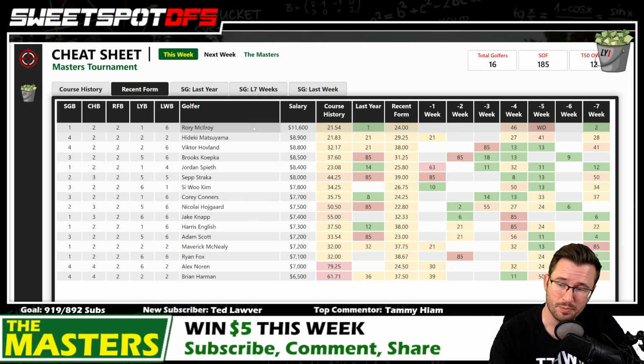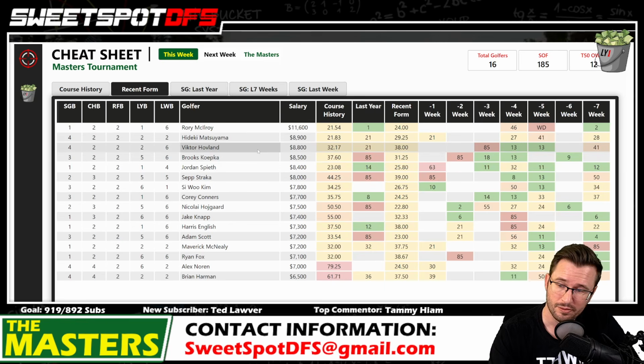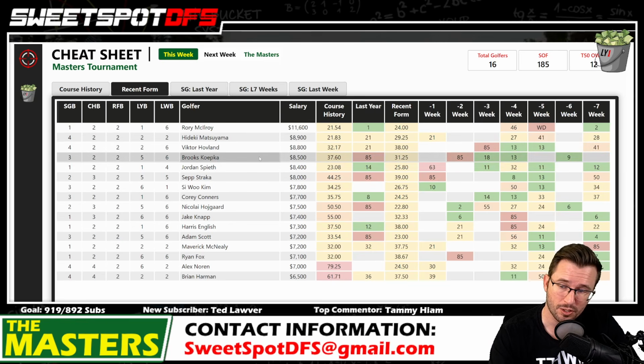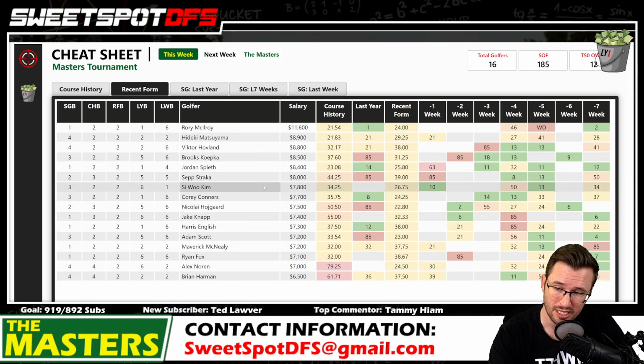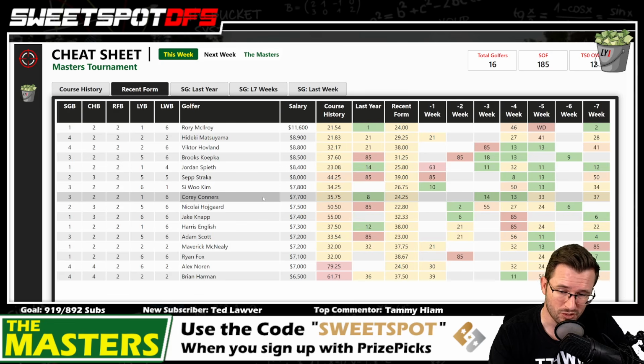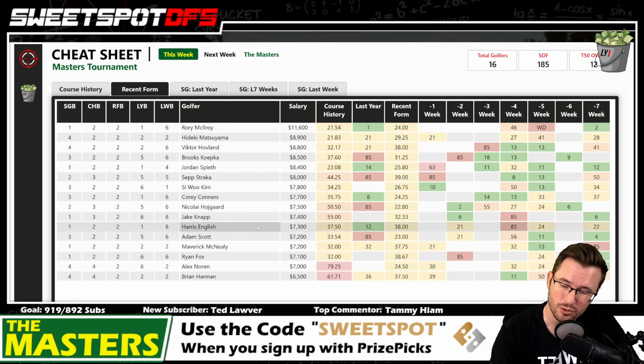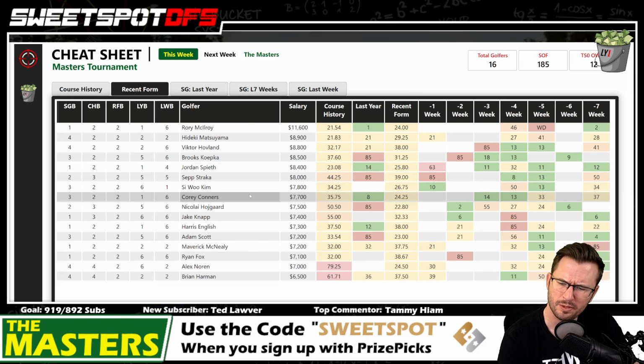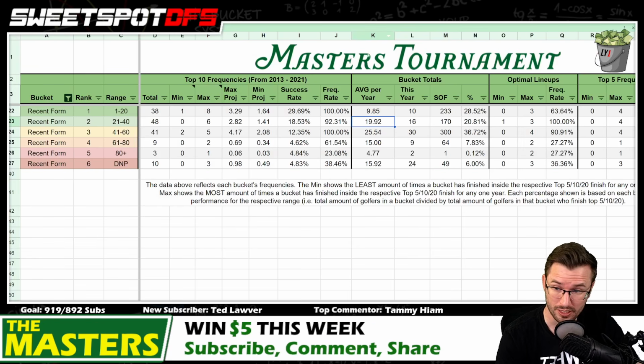Rory for me is going to be like 10%. Hideki is going to be about 10%. Victor will be 10%, so that's 30. Brooks will be 14%, that's 44. Spieth will be like 16, that's 60%. Sepp will be probably 10 or less. That's 70%. Kim, 10 or less, 80%. Corey Conners, probably 12, 14%. So I am creeping closer to 100. I actually do get over 100, and probably by a considerable amount. Okay, we can keep this a 1 to 3 bucket too, which is just crazy.